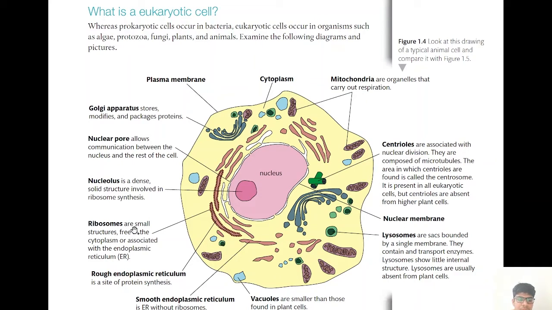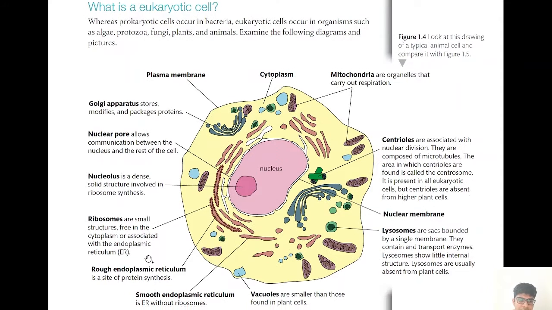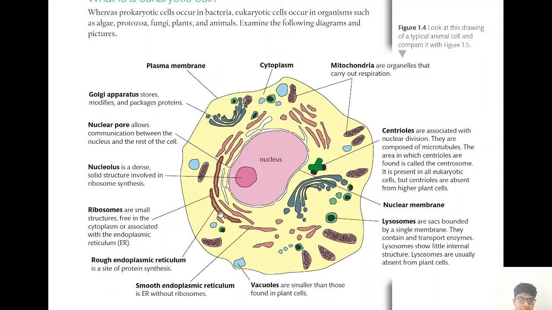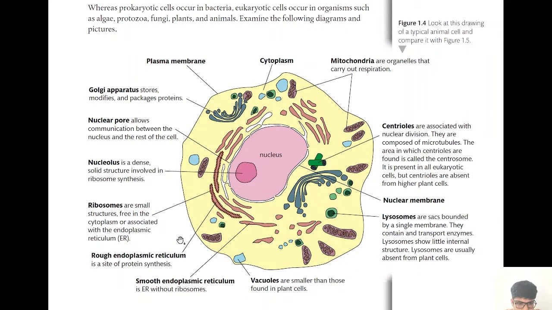And ribosomes are small structures, free in the cytoplasm or associated with the endoplasmic reticulum (ER). Here is the rough endoplasmic reticulum, a site of protein synthesis, where protein is made. Now smooth endoplasmic reticulum is the ER without ribosomes. Vacuoles, these blue regions, are smaller than those found in plants.